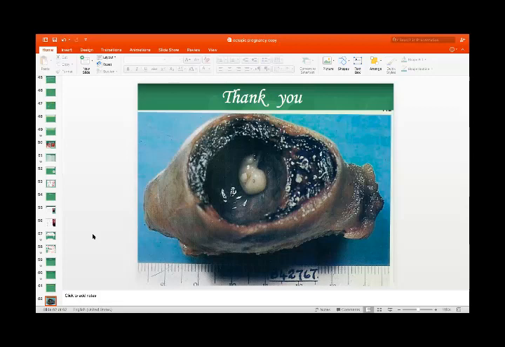intrauterine and extrauterine. Intrauterine may be interstitial pregnancy, or cervical pregnancy. The extrauterine sites are the fallopian tube, the ovary, or the abdominal cavity, and so these are the sites where the ectopic gestation can take place.